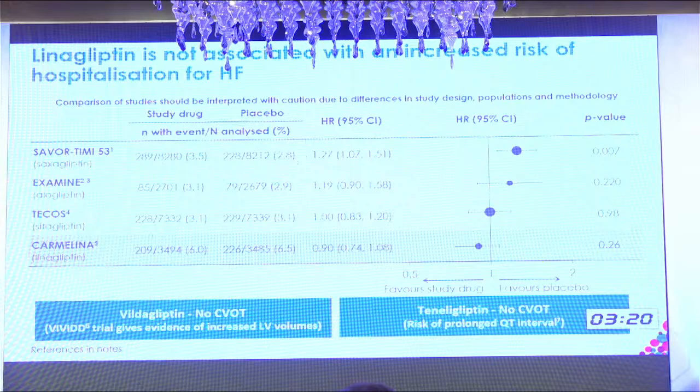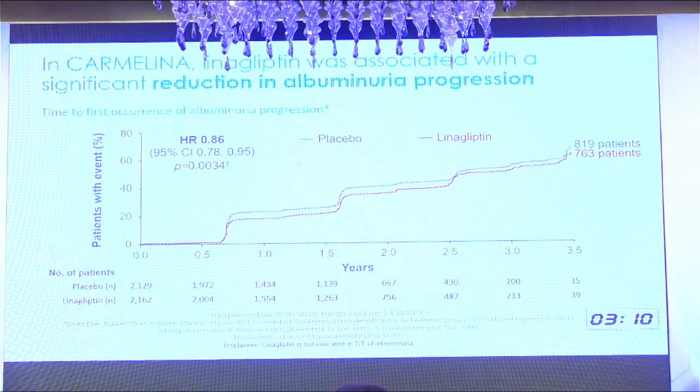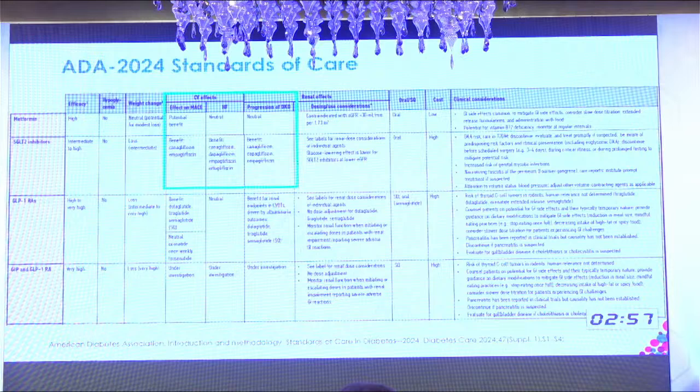Alogliptin and sitagliptin: sitagliptin was safe. Alogliptin, we don't have it, so we will not talk much about it. Saxa is available in India, and I have an issue with that. Sita and Lina are safe as far as cardiac safety is concerned. As far as reduction in albuminuria is concerned, in CARMELINA, we know that it was better than the placebo for albuminuria reduction as well. So that is on top of ACE, ARB, and metformin.